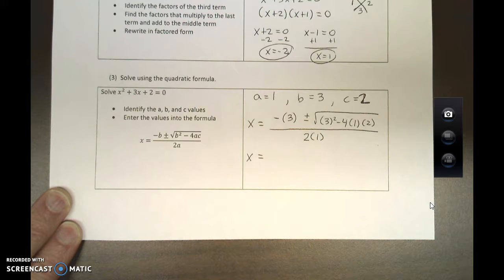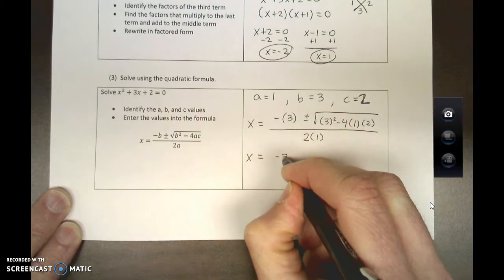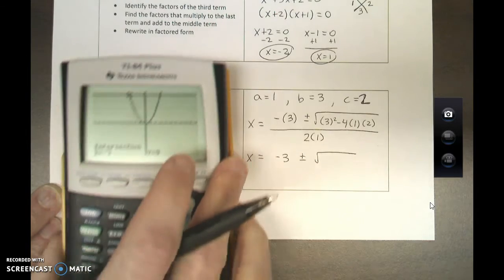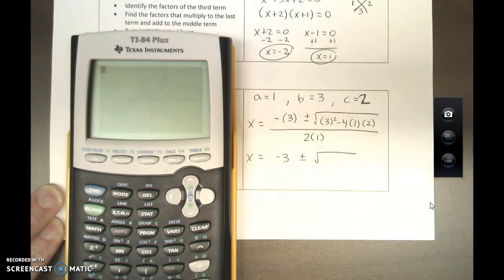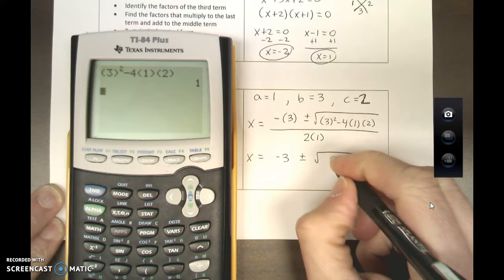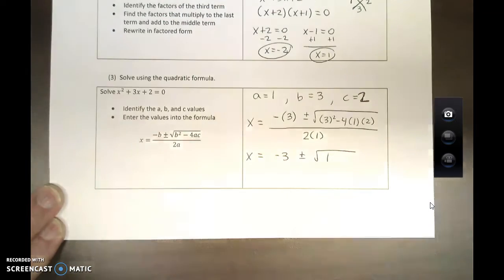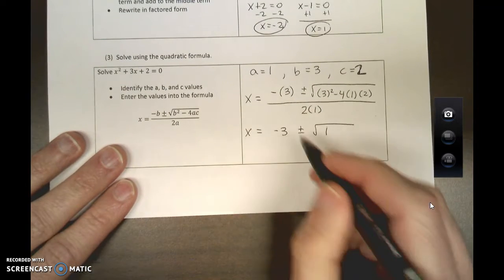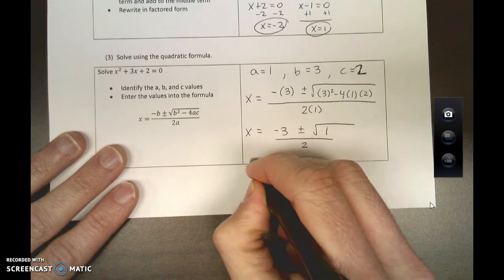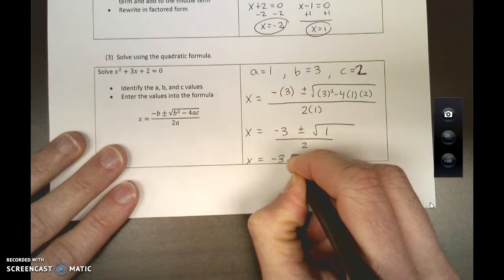Alright, so now I'm going to start evaluating. The opposite of 3 is just negative 3. Plus or minus the square root of. Remember, on your calculator, we can just type that in directly. I've got 3 squared minus 4 times 1 times 2. And that gives me 1. All over 2. I can evaluate this again. The square root of 1 is 1.